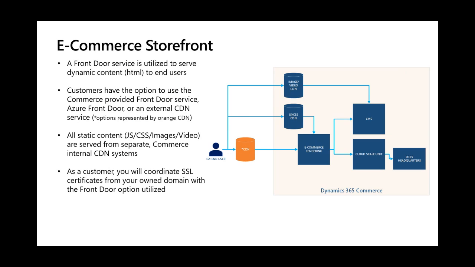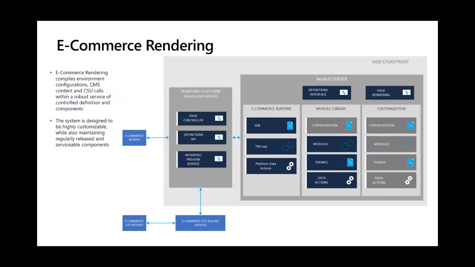Now from the storefront, let's dig a little deeper into the e-commerce rendering service. So again, the e-commerce rendering service compiles all the environment configurations. It's calling the CMS, the Commerce Scale Unit, as a robust service of controlled definition and components. And all that control wants to stabilize so that it renders HTML directly to your end users in a clean and regular fashion. The system is also designed to be highly customizable, while maintaining regularly released serviceable components. And we'll go through those here.